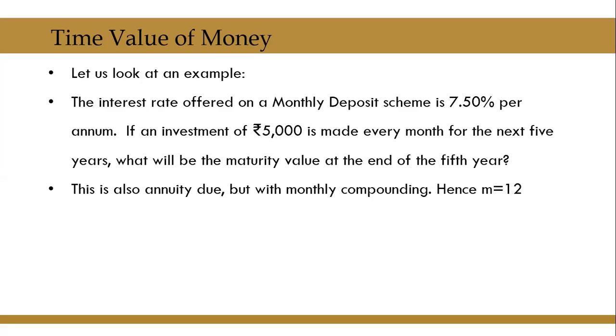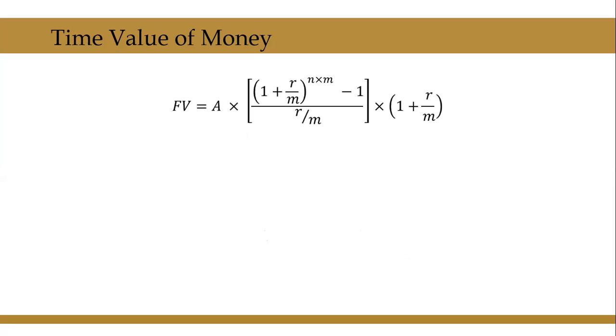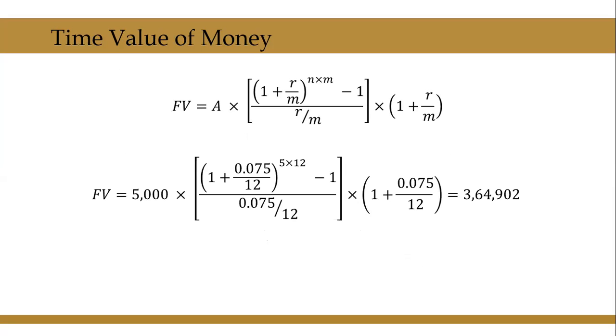So this is also an annuity due, but with monthly compounding. Therefore, here M will be equal to 12. And the formula will be A multiplied by (1 + R/M)^(N×M) minus 1, divided by R/M, into (1 + R/M). Here you can see that wherever R appears in this formula, we have taken it as R by M, and wherever N appears in this formula, the N has been multiplied by M. Let us now look at this formula, substitute the numbers and do the calculation.